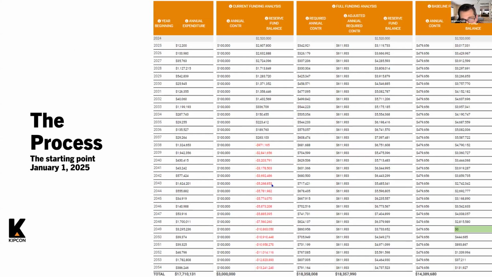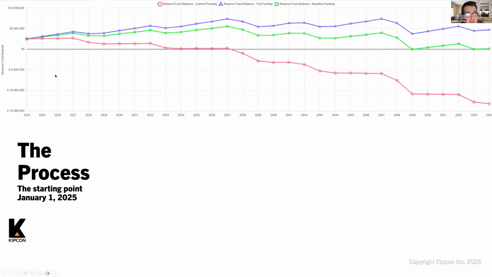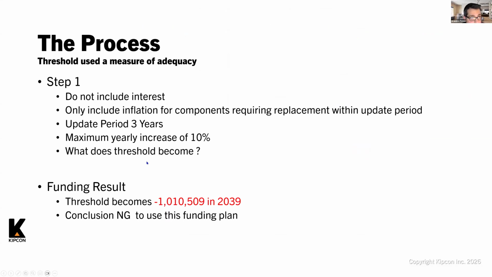This is just illustrating what we just talked about: 100K a year, we're at 611 full and 479 baseline. So we want to end up somewhere between those two numbers, essentially. And here is the graph illustrating what we just saw. So now we continue the trial and error process, I should say. We're going to take interest and inflation out except for items within the first few years. That's something that we do initially.